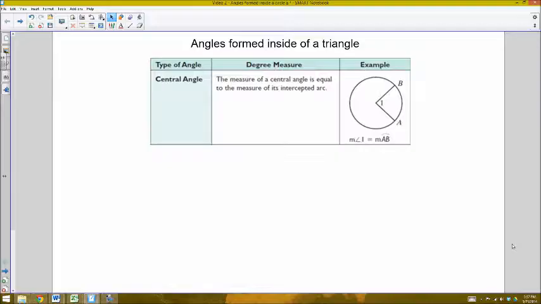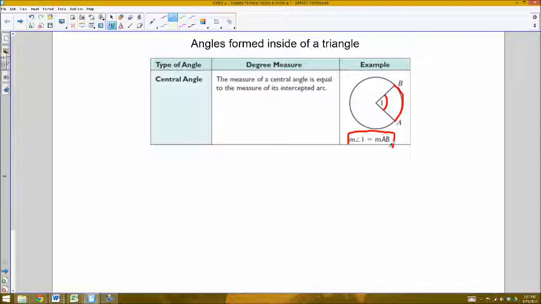In this video, we're going to continue our study of angles formed inside of a circle. One type of angle we've already looked at are central angles, which basically are exactly equal to their intercepted arc, meaning that the measure of this angle 1 is equal to the degree measure of the arc which it intercepts, in this case AB, just depicted here. The measure of angle 1 is equal to the measure of its intercepted arc.